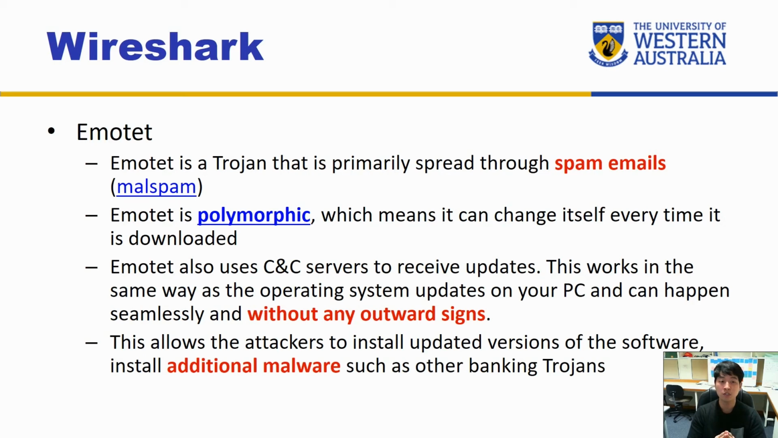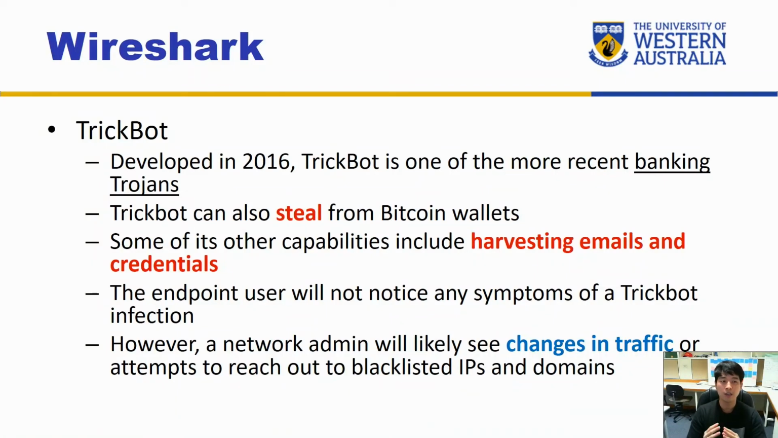Emotet also uses CNC servers to receive updates. So it's going to have some sort of communication with the malicious server to update itself. Okay. This allows the attacker to install updated versions of the software and store additional malware such as other banking trojans. And Emotet is typically linked with TrickBot. Okay, and TrickBot was developed back in 2016, and this is still spreading around in its variants. Basically, when it was released, it was targeting banking. It was a banking trojan.